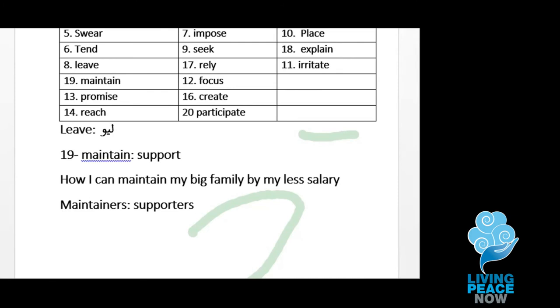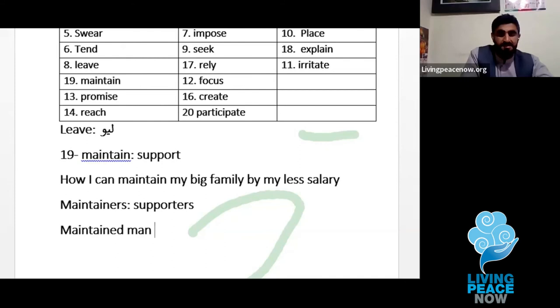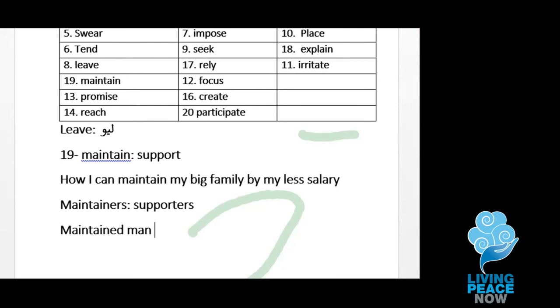An adjective form, maintain man, is the person who supports you. My brother is very maintain man, like the adjective form. My brother is really a maintain man. He supports me, and every time he sends payments for me, it means maintain. Got it?